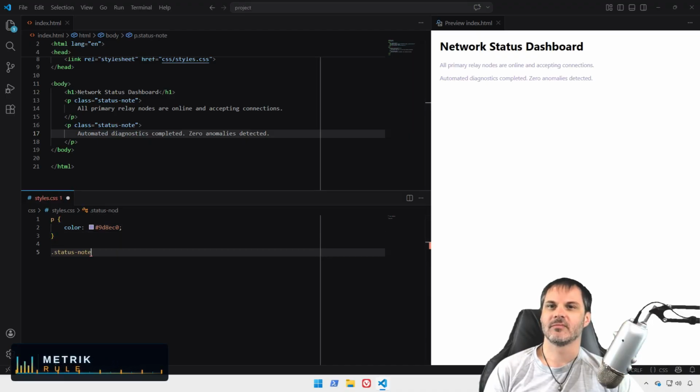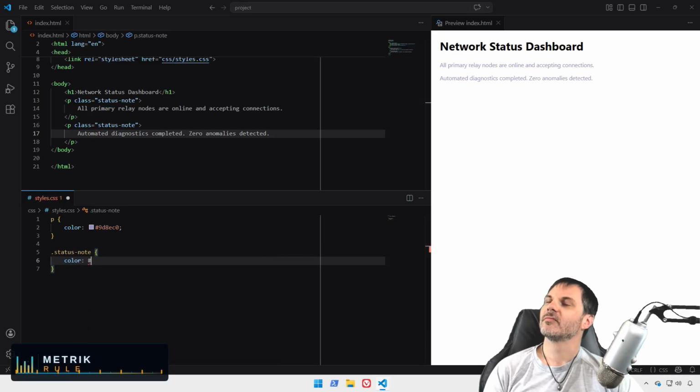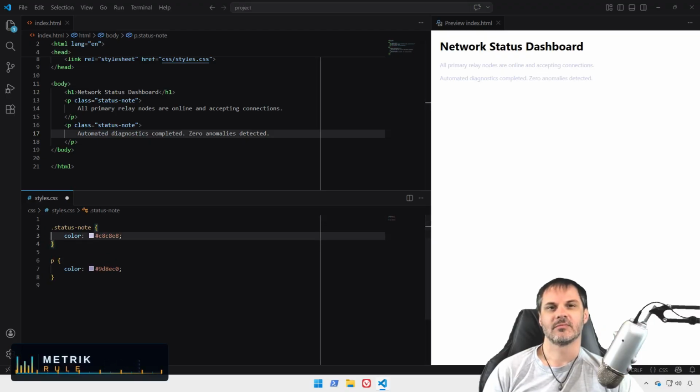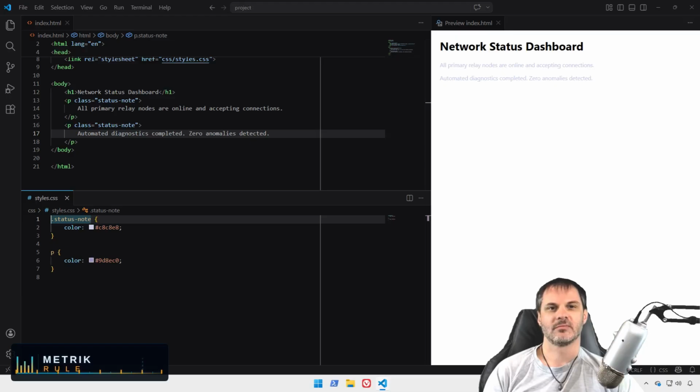Now I realize I also want to write a rule targeting that status note class specifically, because later I might want to style status notes differently from other paragraphs. Okay, both paragraphs are now the lighter color. The class rule is winning. Is it winning because it came later or because of something else? I assumed it was because it came later. The second rule overwrites the first.